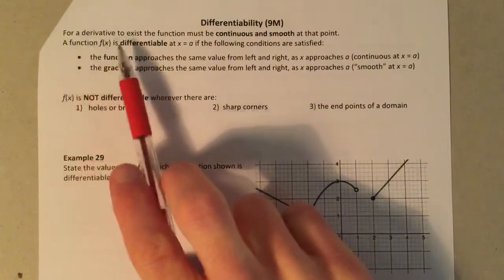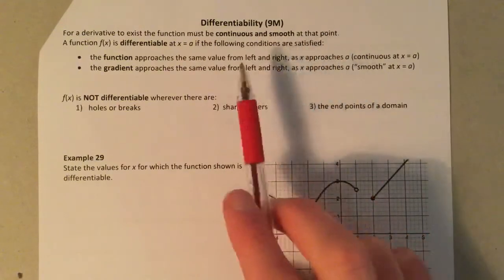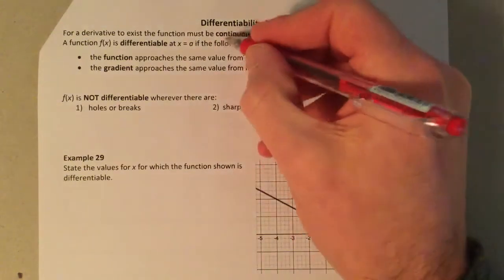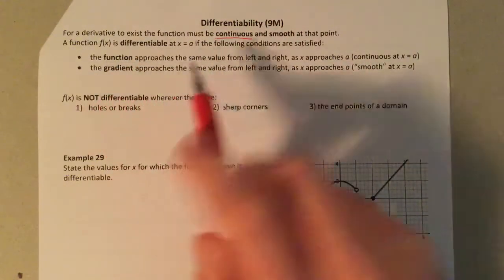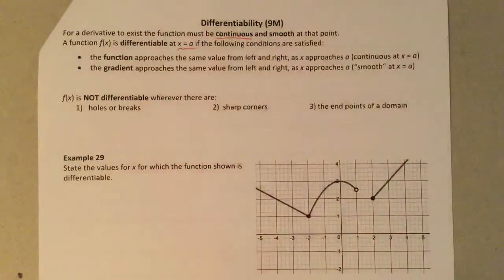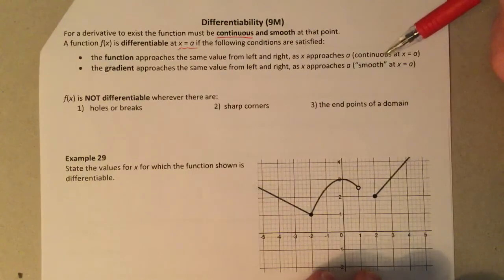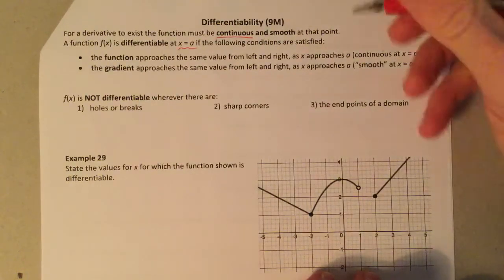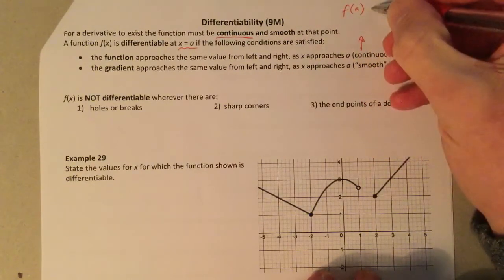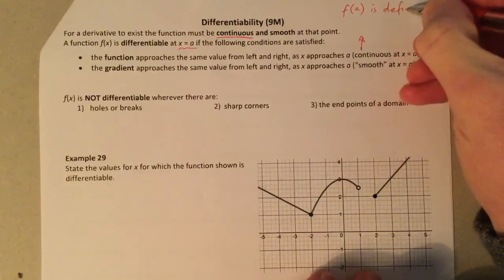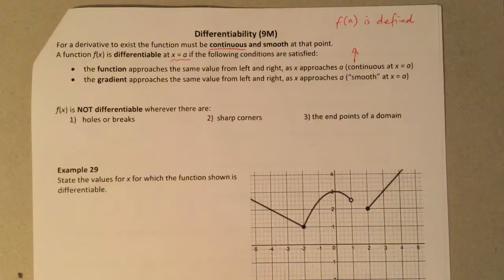In this section, we're saying for a derivative to exist, the function must be continuous and smooth at that point. What we mean by that is, firstly, if we remind ourselves of what continuous means, if we're talking about a function at a particular point where x equals a, then the function must be continuous at x equals a, which actually means two things. To be continuous, it means that f of a is defined. Which makes sense. You have to actually have a point on your graph at x equals a.